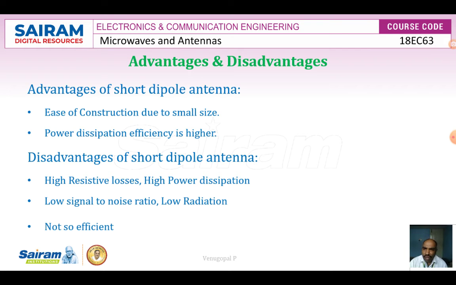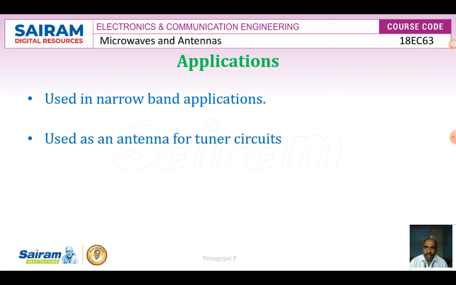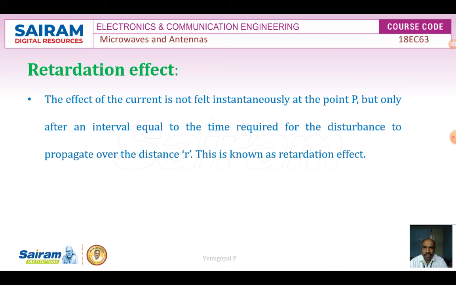Next, what are the disadvantages of the short dipole antenna? The short dipole antenna has high resistive losses. It has high power dissipation, and it has a low signal to noise ratio, low SNR, where SNR stands for signal to noise ratio. The radiation is also low in the short dipole, and it is not so efficient. These are the disadvantages of the short dipole antenna. Next, we have the applications of the short dipole. We use this short dipole in narrowband applications, and also for tuning purposes, as in tuner circuits.